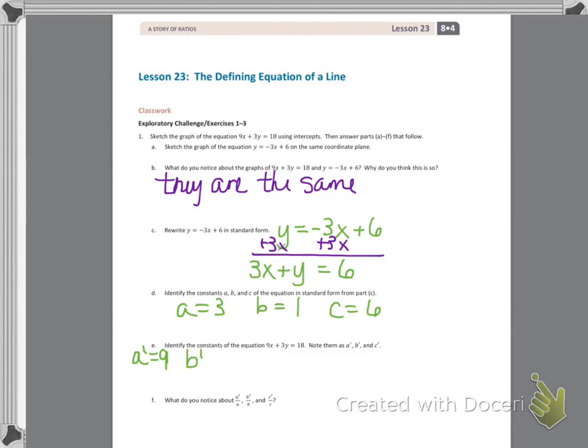B prime is equal to 3. And C prime is equal to 18. Okay, so let's move on and look at another example here. What we're going to be looking for are some patterns, and you might already be noticing the patterns.